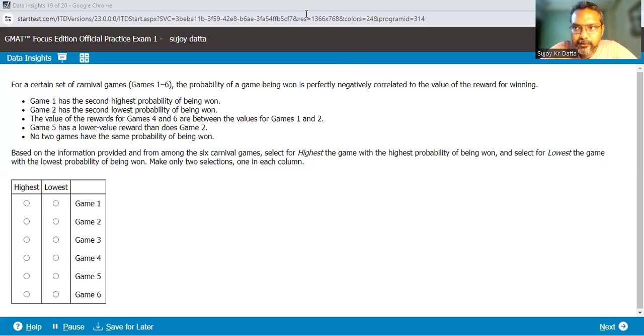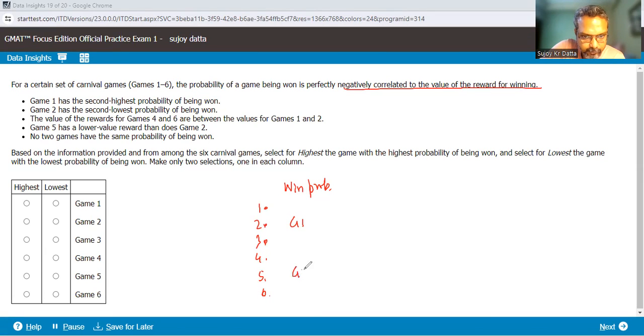Okay, two more questions, 6 minutes. In a certain set of carnival games, the probability of a game being won is perfectly negatively correlated with the value of the reward. Game 1 has the second highest probability of being won. Game 2 has the second lowest probability. The values of the rewards of games 4 and 6 are between the values for games 1 and 2.